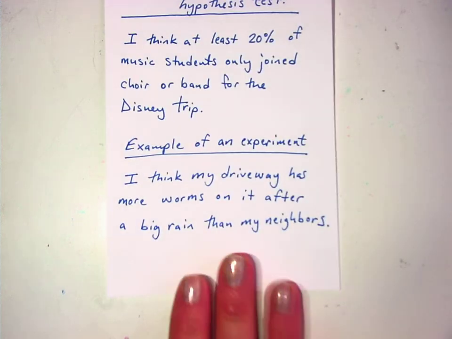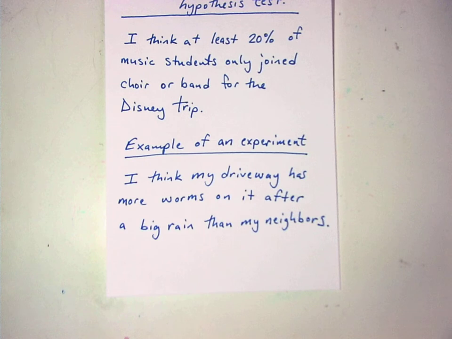If you want to do an experiment instead, an example of an experiment that I've seen that I really liked was a student said that they think that their driveway has more worms on it after a big rain than their neighbors. So they waited for a big rain to happen, and they went out to their driveway and counted up the worms, and wrote down how many worms that was. Then they went around to their neighbors' driveways with their permission and counted up all the worms in their driveways, and compared the two. Basically their mean was a certain amount of worms, and their estimate was that everybody would be less than that.